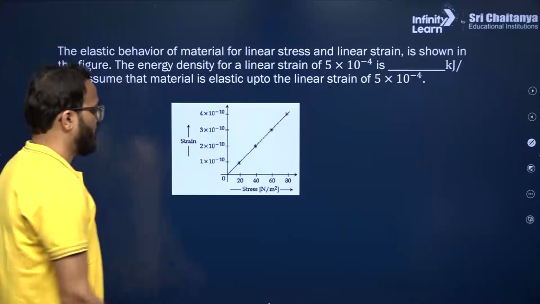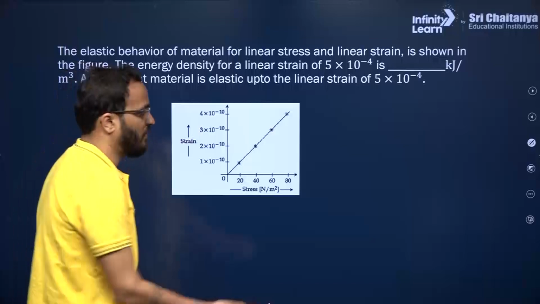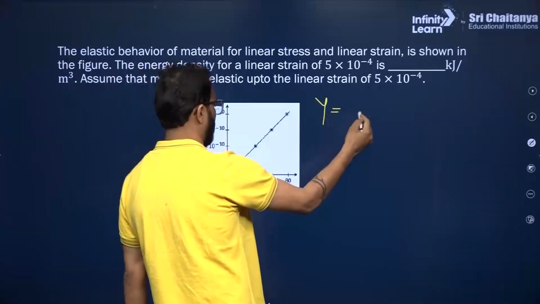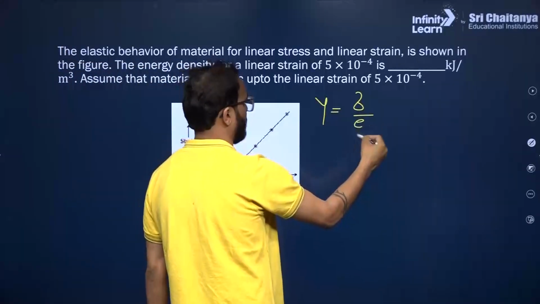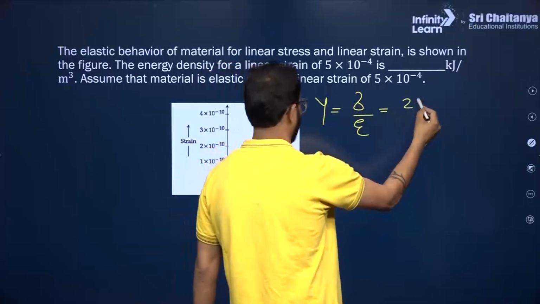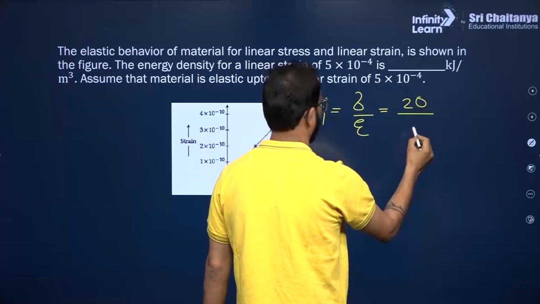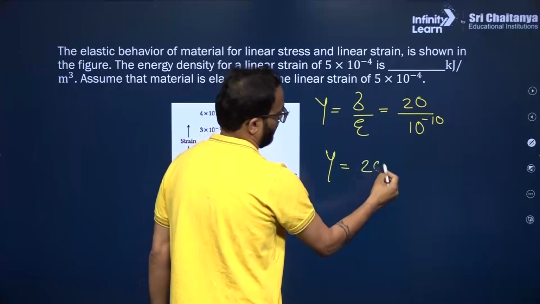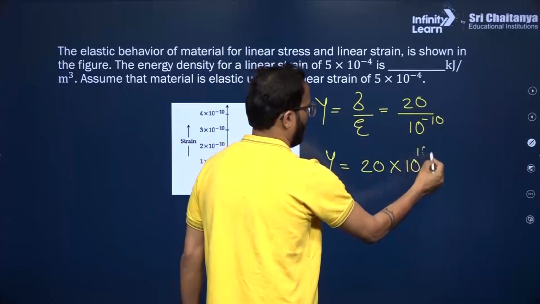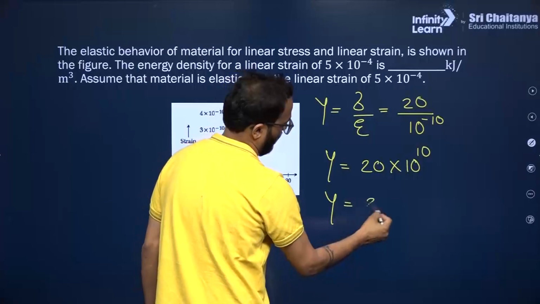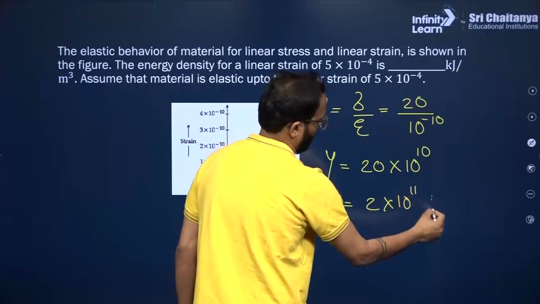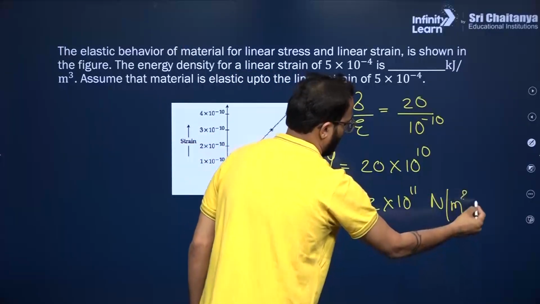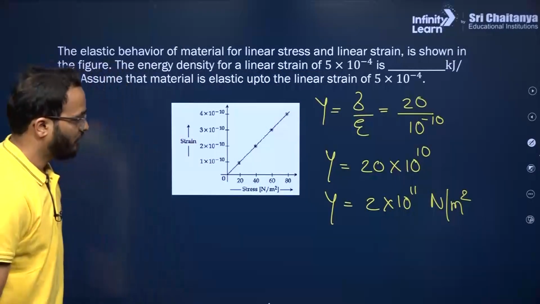Now here what they have given, so from this information can we find out the value of Y? Young's modulus of elasticity is stress upon strain. Stress is 20 upon strain is 10 to the power minus 10. So this is 20 into 10 to the power 10, or 2 into 10 to the power 11 newton per meter square. Now you know the value of Y.